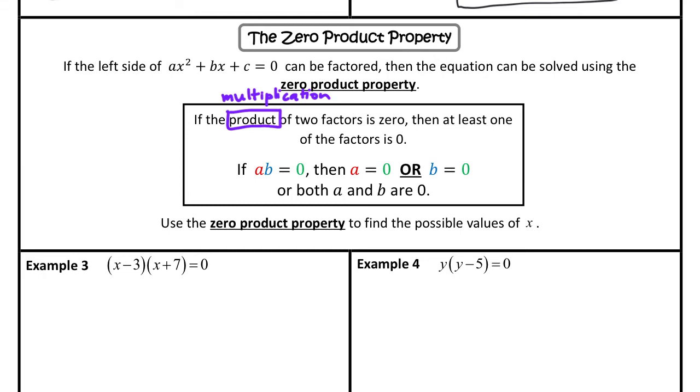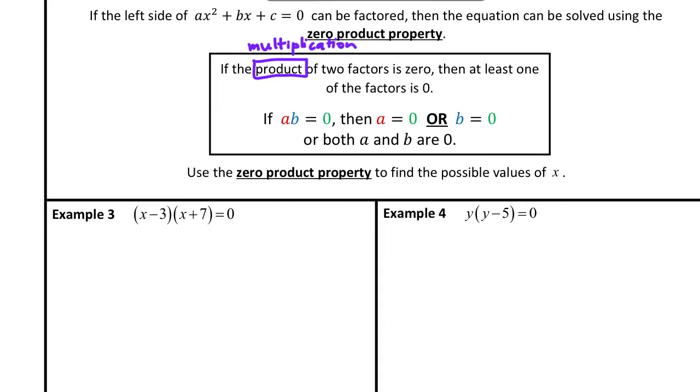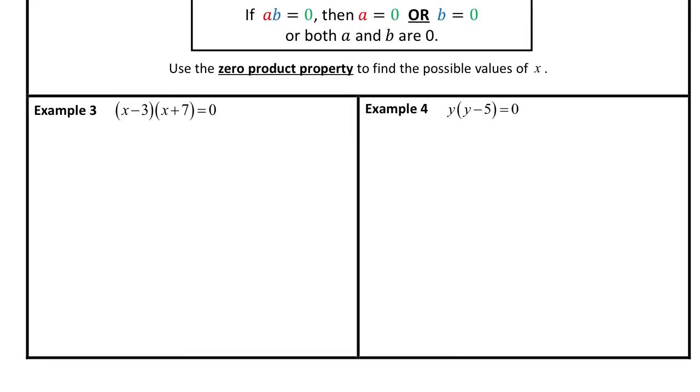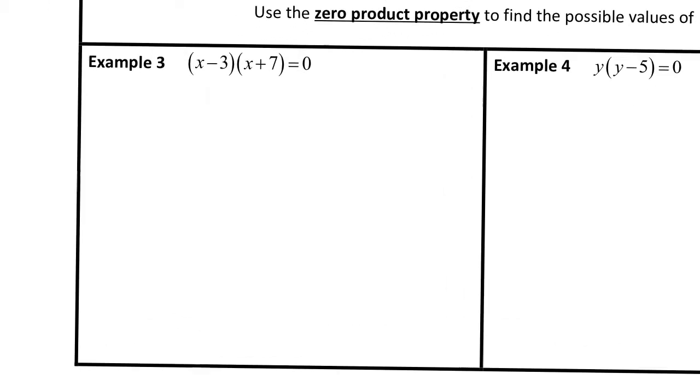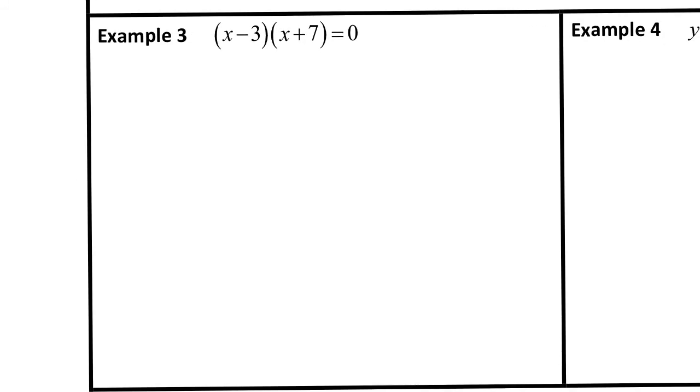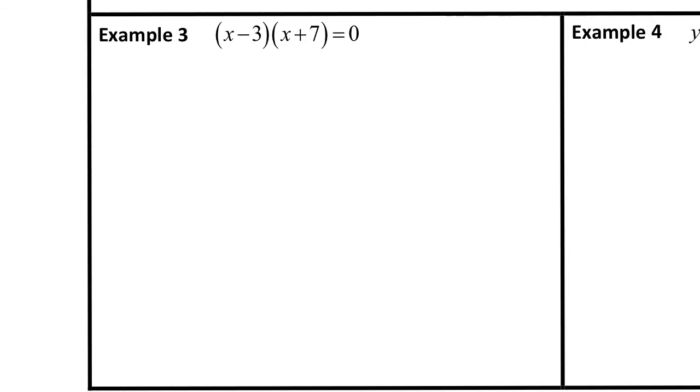Now, let's see how we would use it in action. So let's look at example 3 and 4. And again, I'm going to zoom in just so that I have space to work out and so you can see everything clearly. I don't think I'm going to use all the space, but let's see. Okay, so then the zero product property, and I'm just going to write it again so I can see it a little bit bigger.